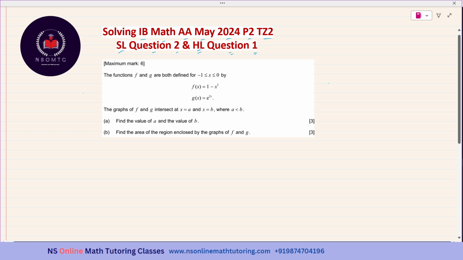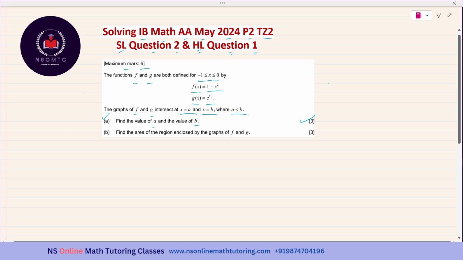So without any further delay, let us start answering this question. The maximum mark is 6. It says the functions f and g are both defined for x greater than or equal to negative 1, but less than or equal to 0. The function expressions are f of x equals 1 minus x squared and g of x equals e to the power of 2x. The graphs of f and g intersect at x equal to a and x equal to b, where a is less than b. Subpart A's question is: find the value of a and the value of b. It carries 3 marks.